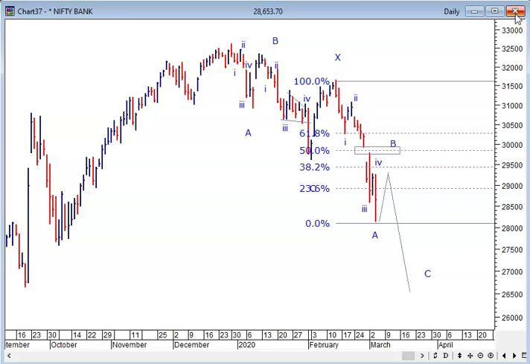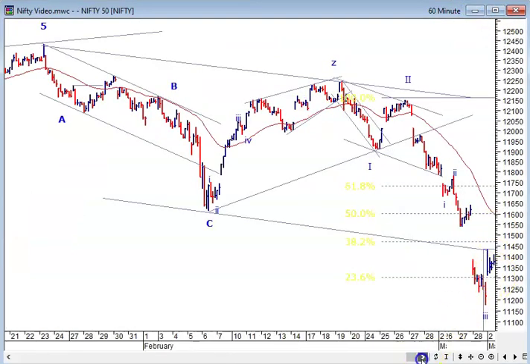Okay, so that's given you 3 different ways of marking this, each of which is telling that there's more downside after any pullback, whatever the pullback is. So that's, I think, the clearer takeaway coming from the Bank Nifty.